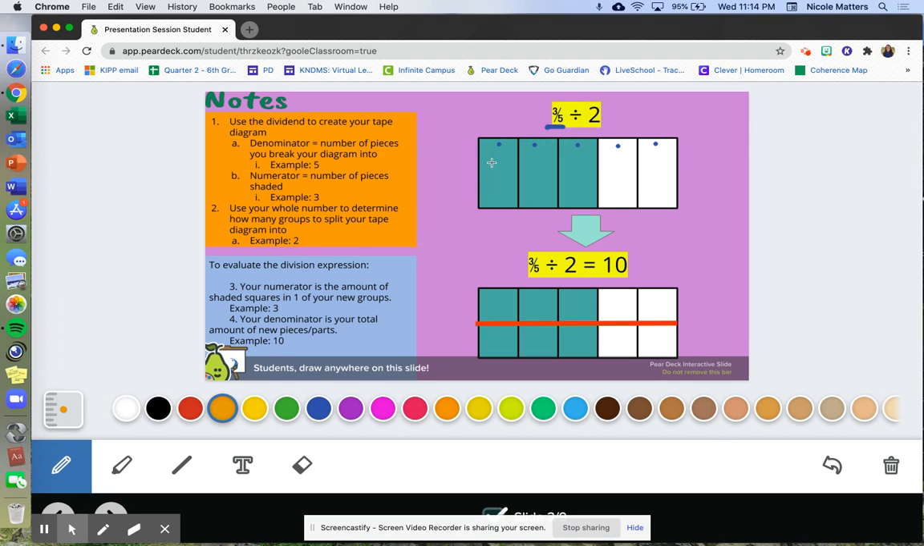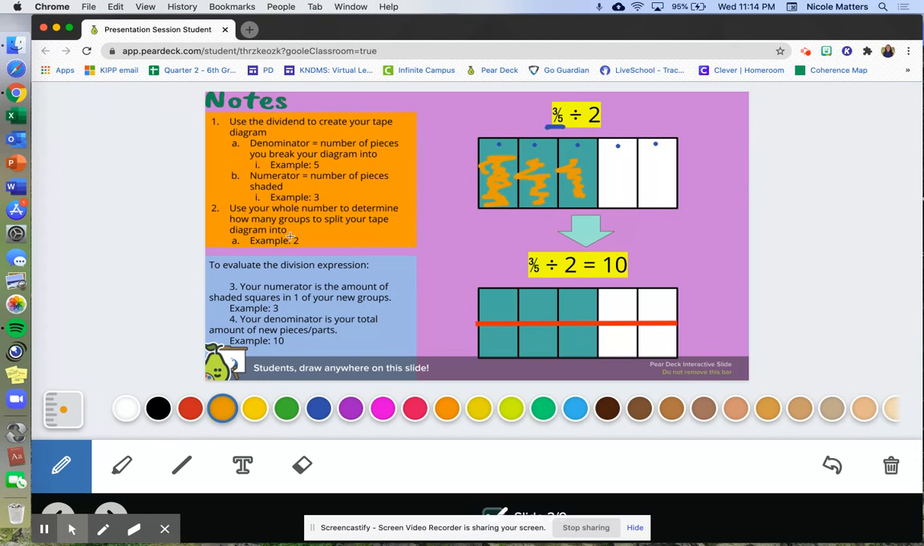For example, 3/5 divided by 2, that would be 3. So I would shade here. Sorry, this is not my best shade. Right, so now I have my dividend.